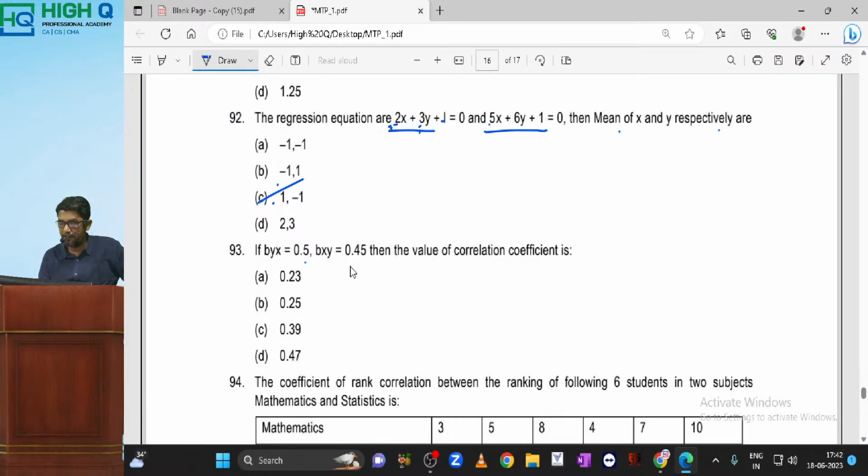Byx is 0.5, bxy is 0.45. Then the value of r. R is equal to plus root of 0.225, which is nothing but 0.23.